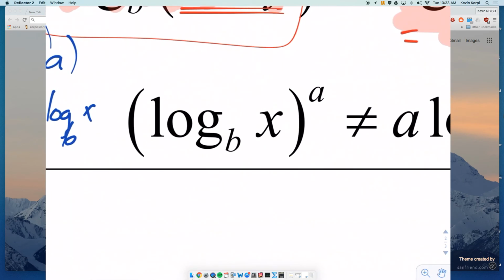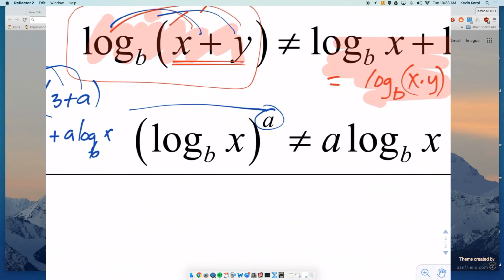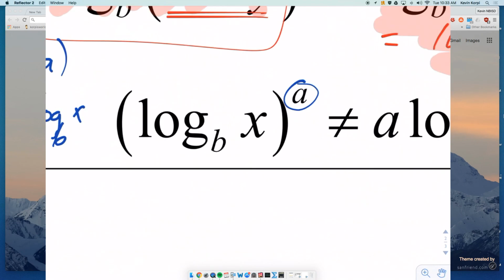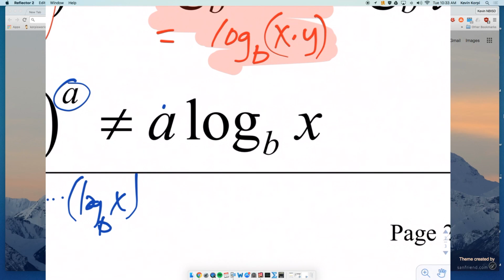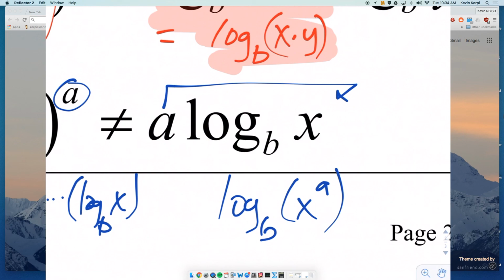All right, the next one. If you have log base b of x raised to the a power, you cannot bring the a out front. Why? Yeah, that a is an exponent on the entire log. So what you actually have here is log base b of x times log base b of x times log base b of x, a times. You have a factors of the entire log. Over here, if you were to condense that, that would be log base b of x to the a power. So it's only when the argument has a single factor to some power that you can bring it out in front.